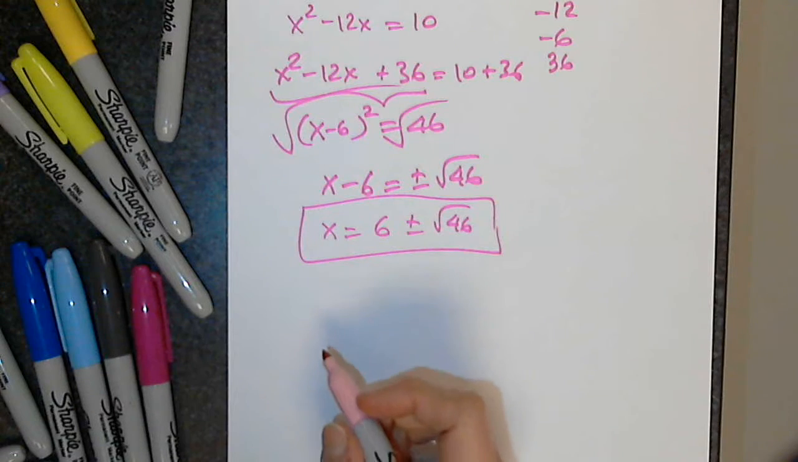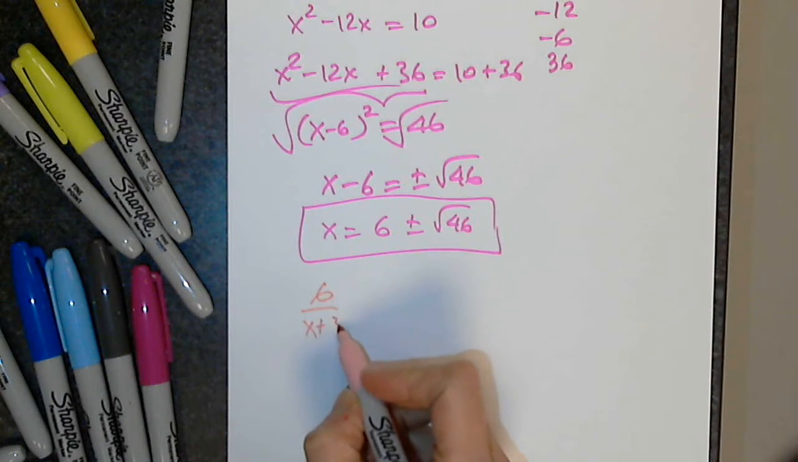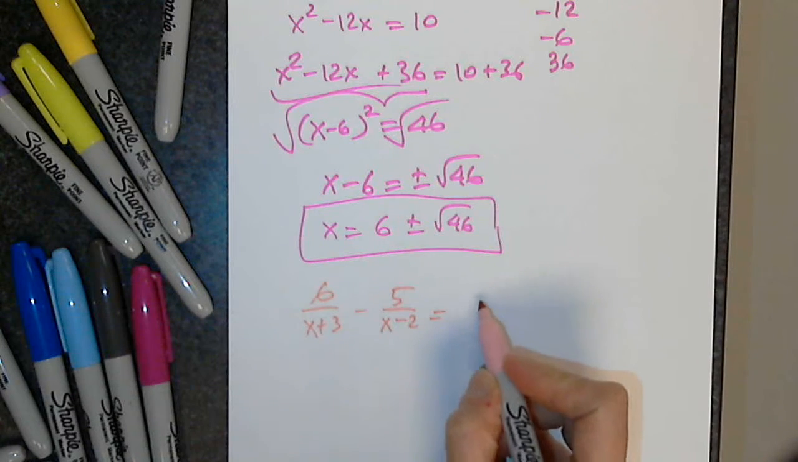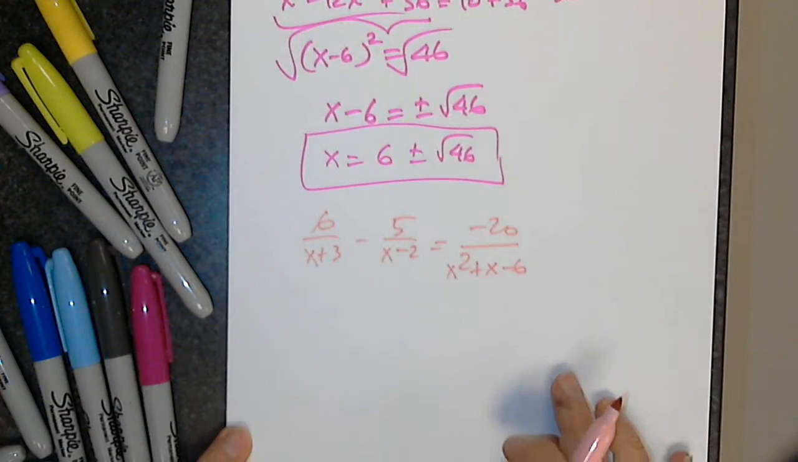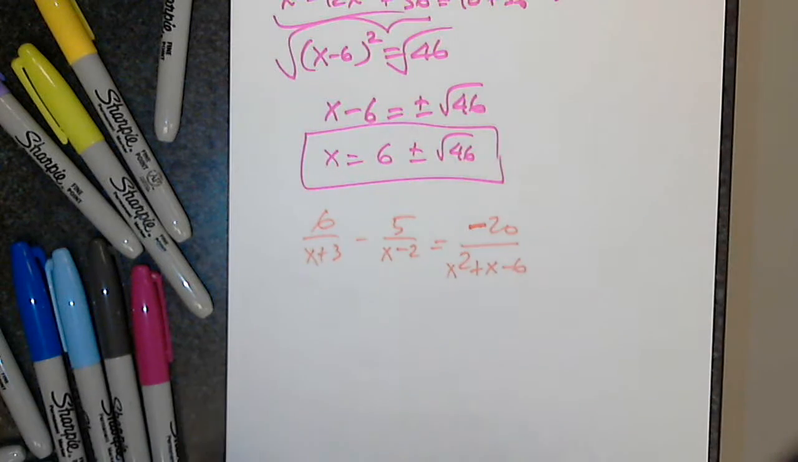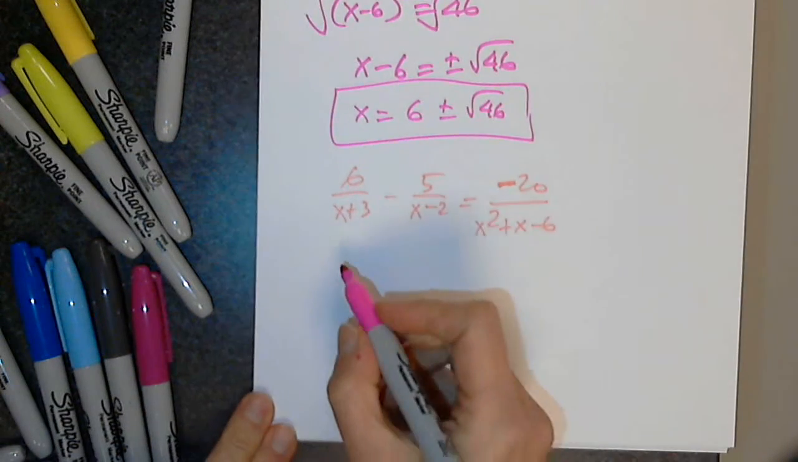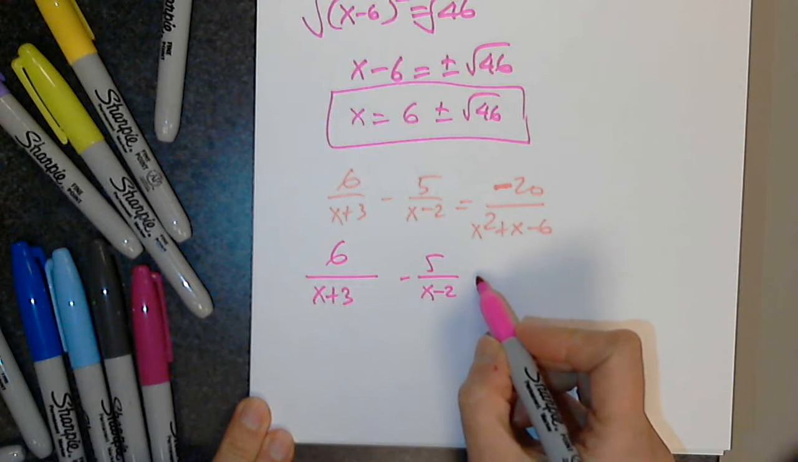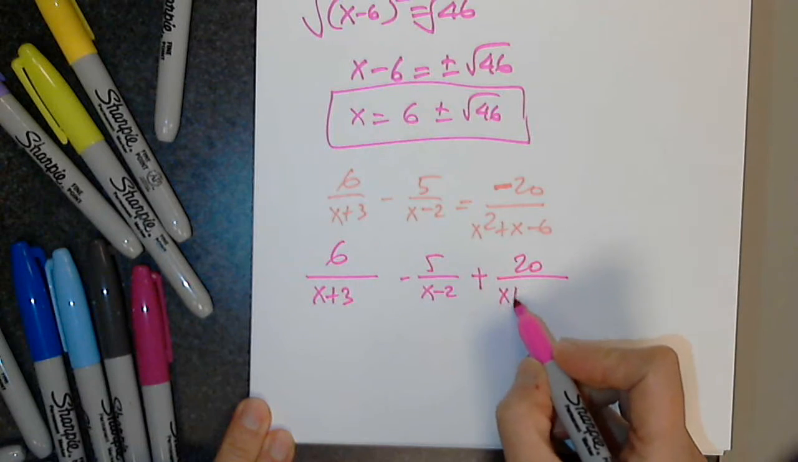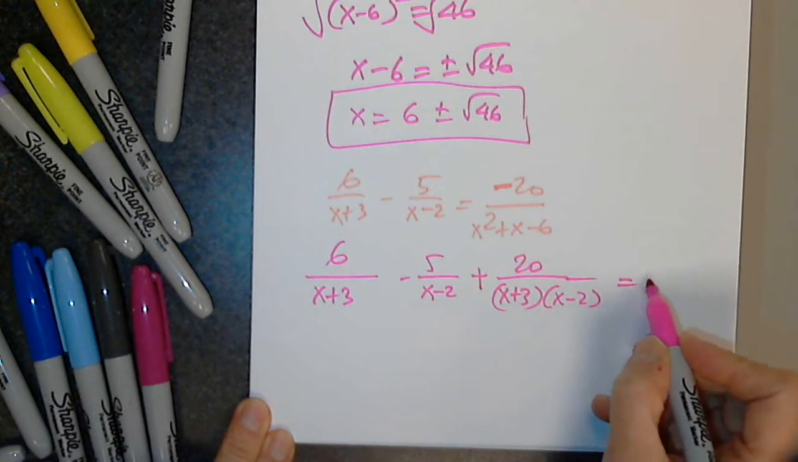So which one is it? So it's 6 over x plus 3 minus 5 over x minus 2 equals negative 20 over x squared plus x minus 6. Very good. So someone asked me if the negative is next to 20, is it also next to the denominator? No. Because if it's negative over positive, it's negative, right? So you can rewrite it as 6 over x plus 3 minus 5 over x minus 2 plus 20 over x plus 3 times x minus 2 equals 0.